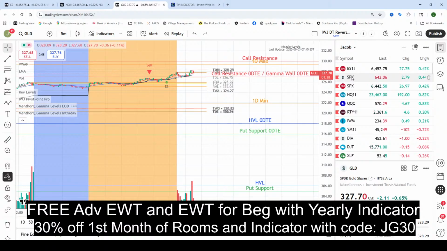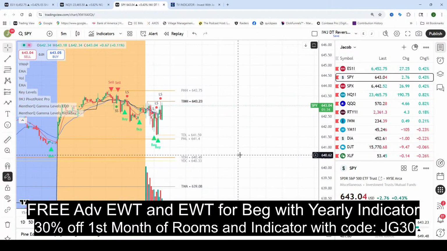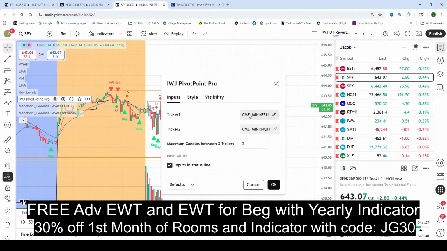Keep in mind, any signals you see on gold there aren't accurate because it's set up for the SPY, not gold. If I was going to put it on gold, we would go in here, change the settings to GLD and GLD, and then we would look at it.